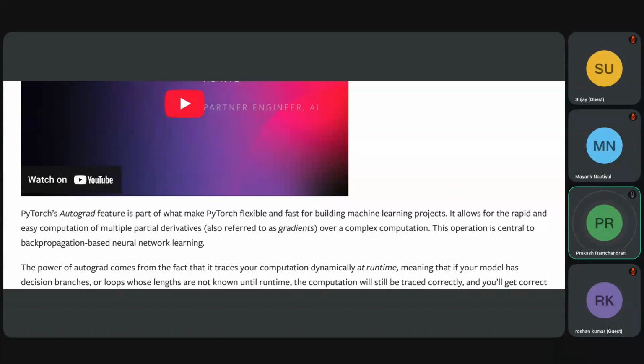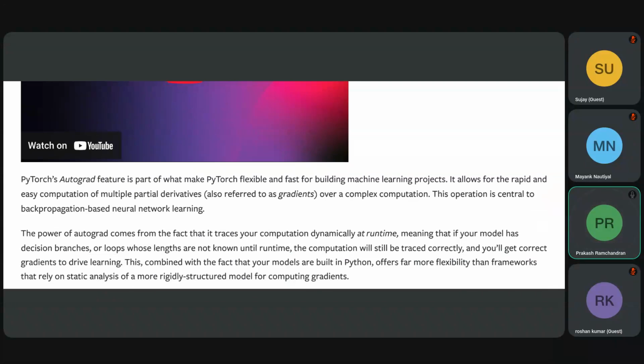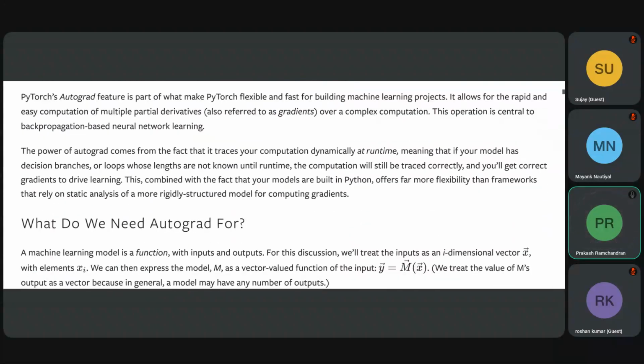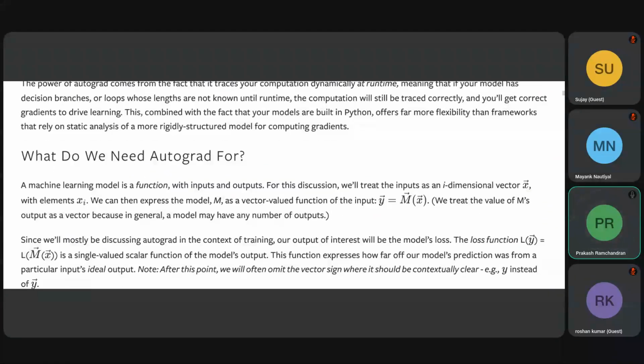It allows for rapid and easy computation of multiple partial derivatives, referred to as gradients. Of course, we talked about gradient descent. The operation is connected to backpropagation in neural networks, so you can do forward and backward propagation, and the whole detail is there. I just want you to go through this. I'll send you the link.